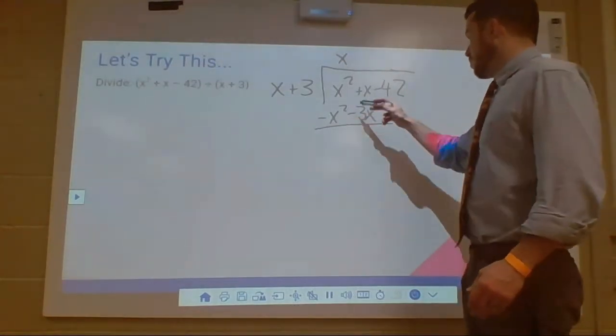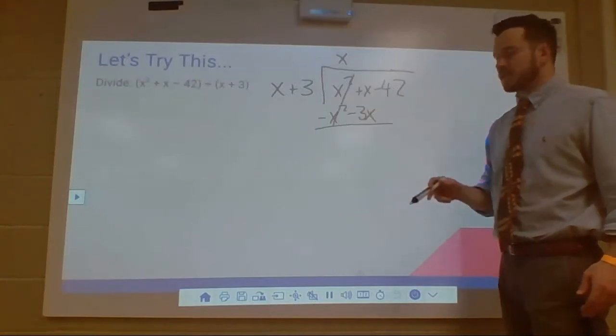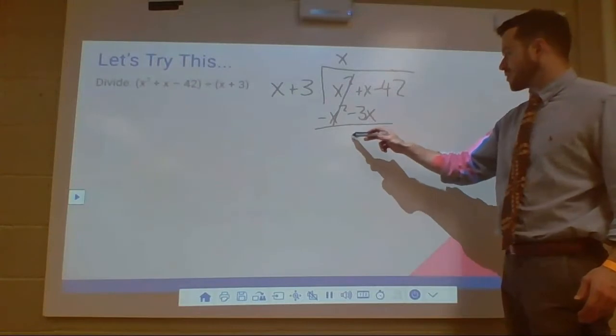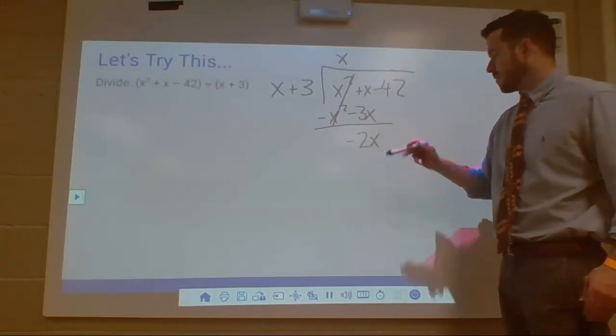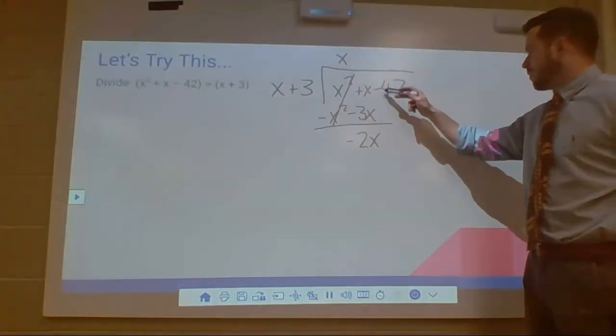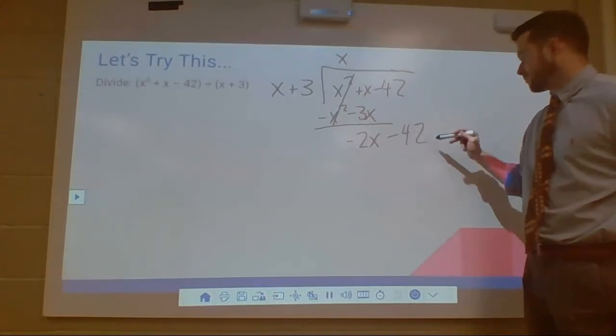So what's going to happen here is x squared minus x squared, well, that's going to cancel out, right? And then we have x, positive x minus 3x, well, that's negative 2x. So we're left with negative 2x right there. And then what I'm going to do is drop down the negative 42. So negative 2x minus 42.